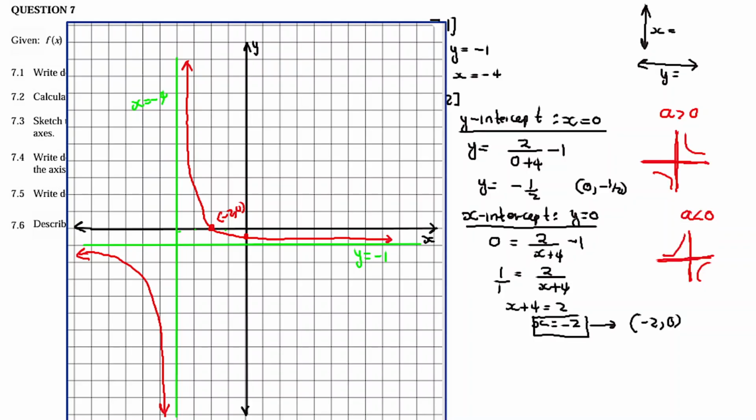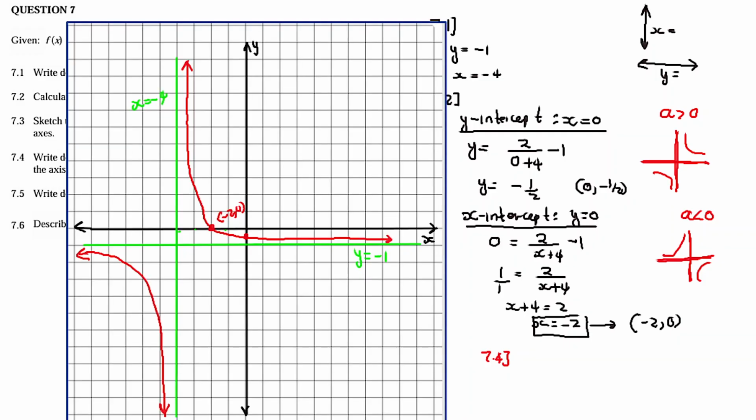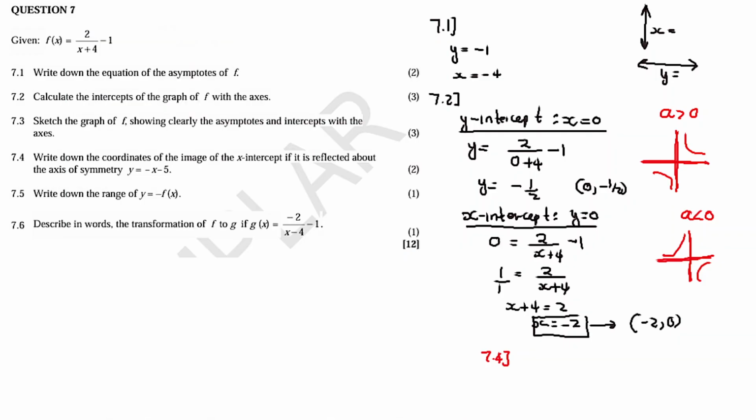For 7.4, you write down the coordinates of the image of the x-intercept if it is reflected about the axis of symmetry. We know that our hyperbola has axes of symmetry, which are 2.